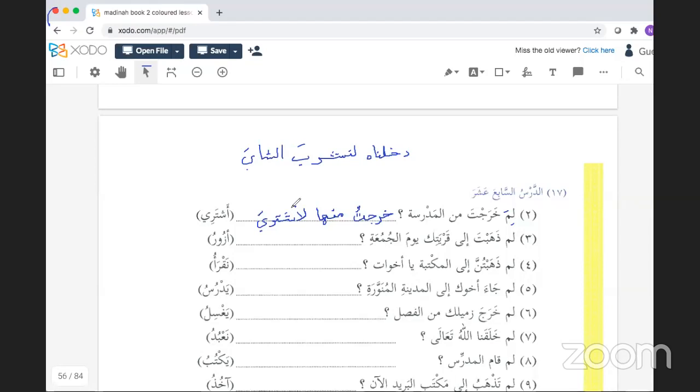Li'ashtariya. And why did you leave the school? What did you want to buy? Li'ashtariya what? A pen, maybe? Al-qalama. Or you can say qalaman. A pen. Yeah.